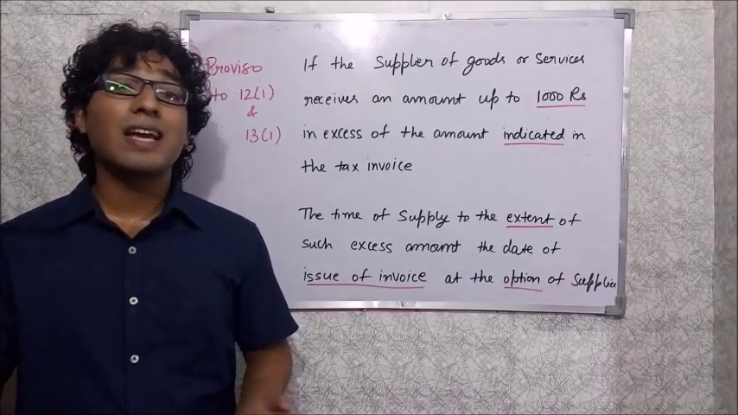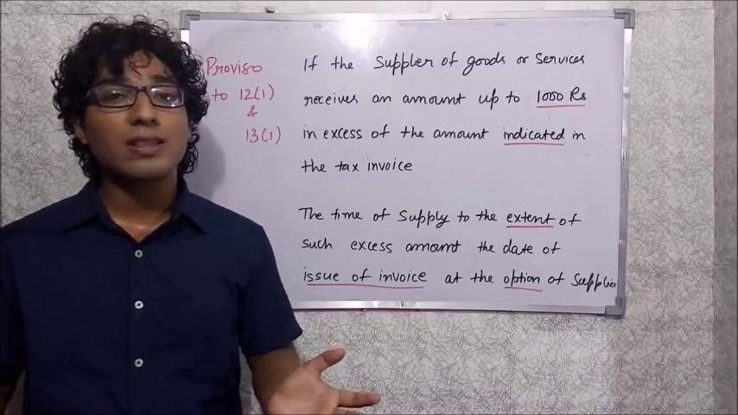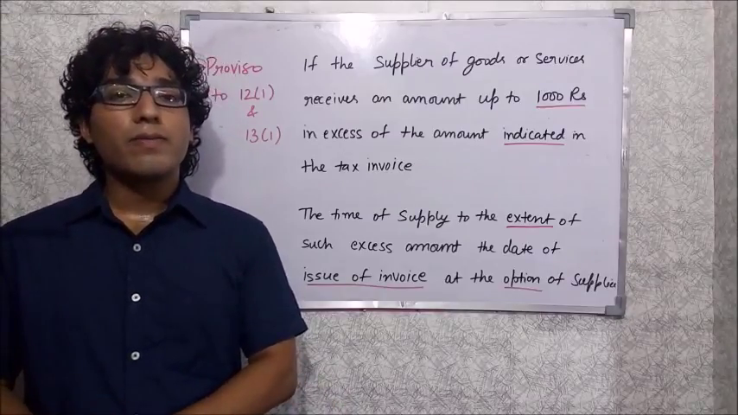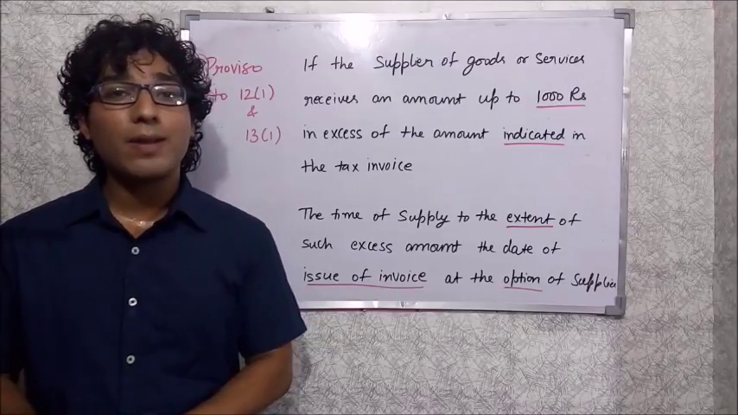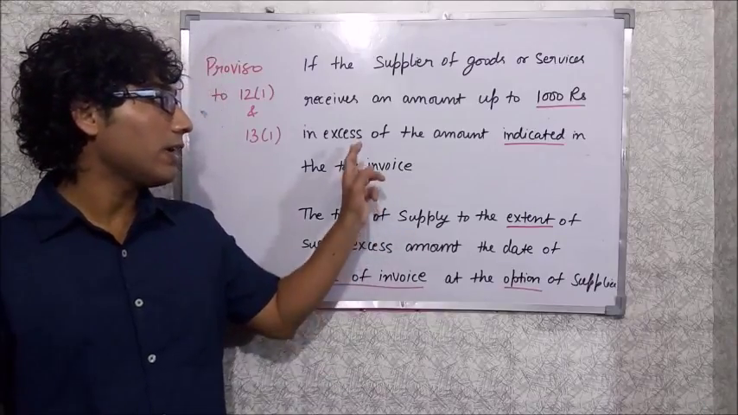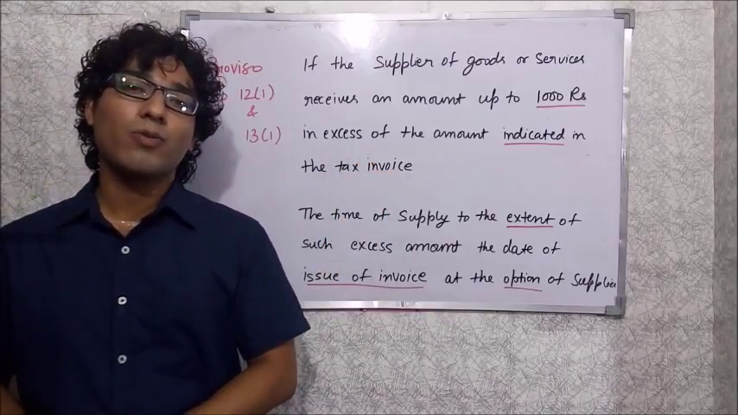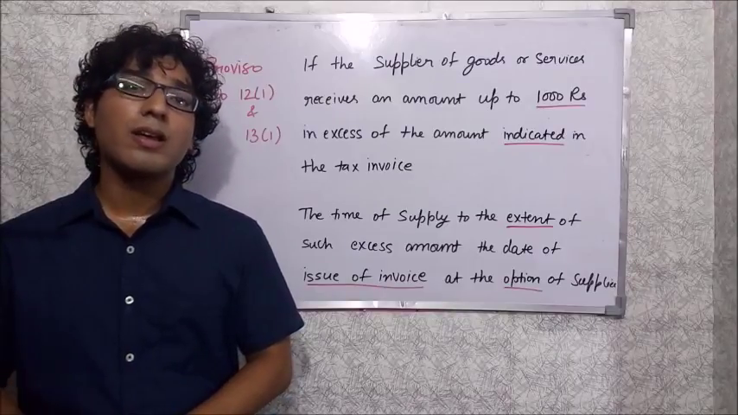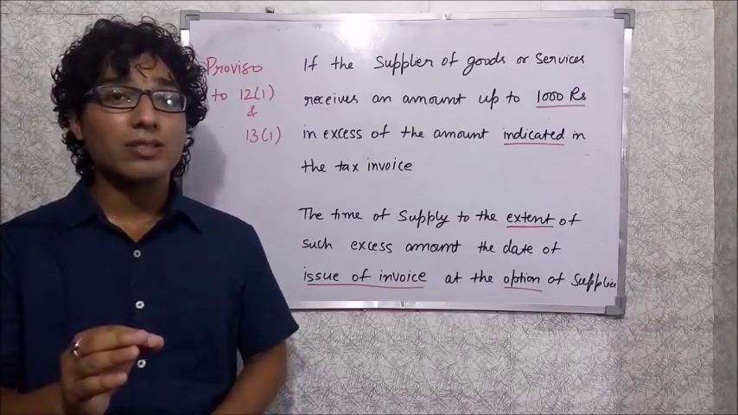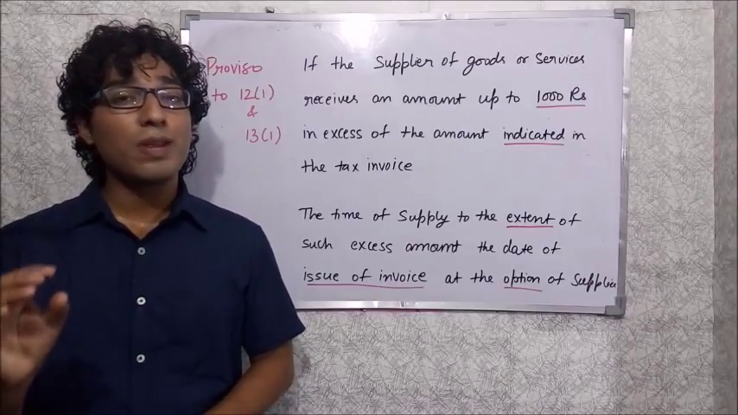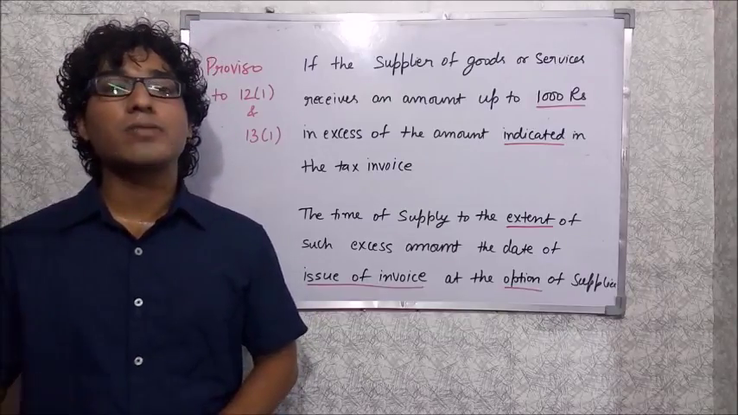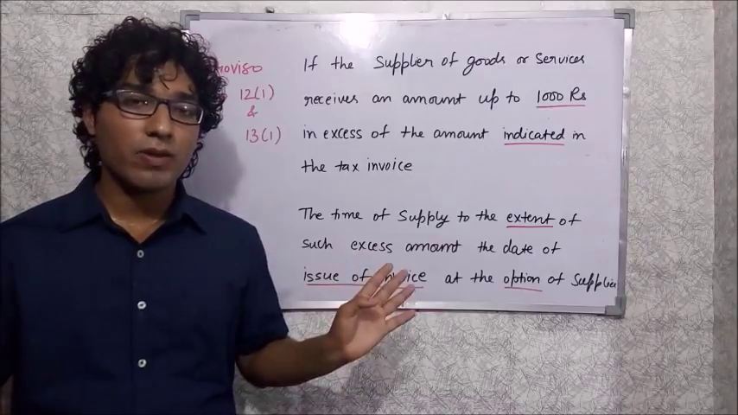If you receive an advance without issuing an invoice, then this section will not cover that situation. For this section to be applicable, the advance payment should be in excess of the amount indicated in the invoice. The supplier should first issue the invoice, the amount should be received against that invoice, and the advance amount should be up to 1000 rupees. So these are the two conditions which should be satisfied before we can apply this proviso.